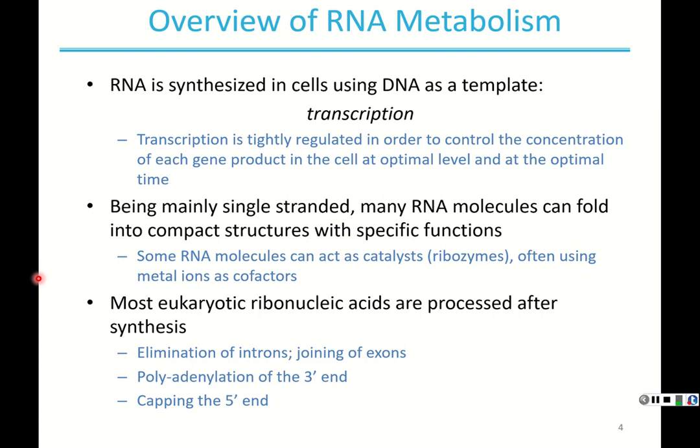All right. Most eukaryotic ribonucleic acids are going to be processed after they're synthesized, and some of the ways they're processed include the elimination of introns. Remember, we've talked about introns from chapter 24. Those are pieces in the gene that have DNA coding, but they don't lead to proteins. So those introns joining the exons are cleaved out, so you only have exons. You have other ways of processing. You have polyadenylation at the 3' end, so you add a string of A's at the 3' end, and then you cap the 5' end.